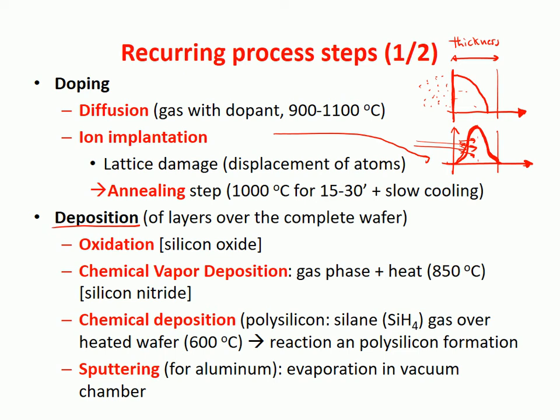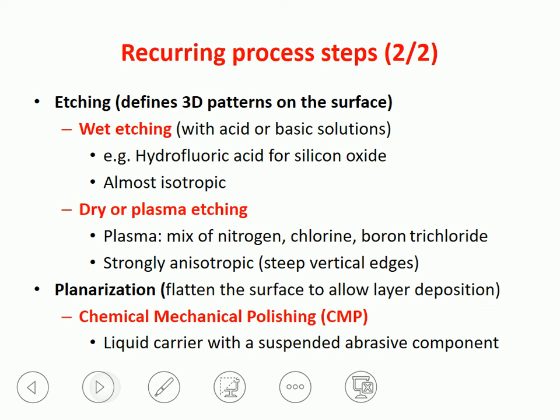But again, the way to use these processes in order to obtain a certain pattern on the silicon wafer is to use an exposed photoresist that has to act as a mask, as a barrier for the process.